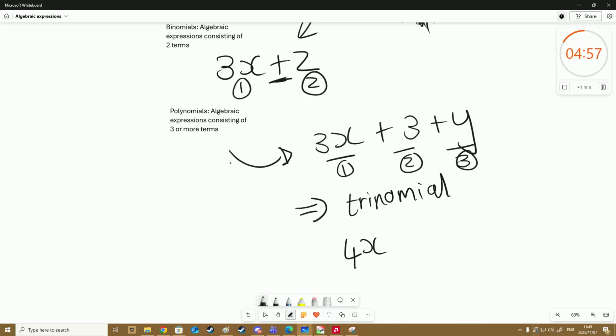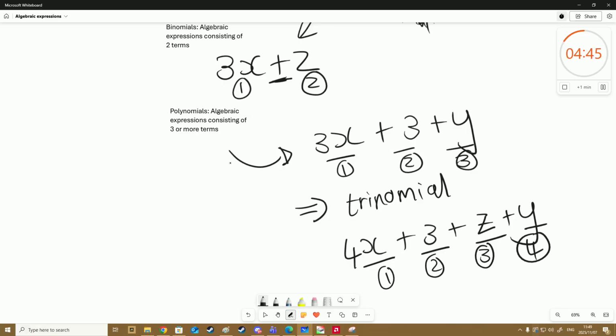So let's say 4x plus 3 plus z plus y. This is more than 3 terms. It's 4. We call this a polynomial. For that matter, if it's greater than 4 also, if we add another variable, a for example, and this turns into 5 terms, it stays a polynomial.